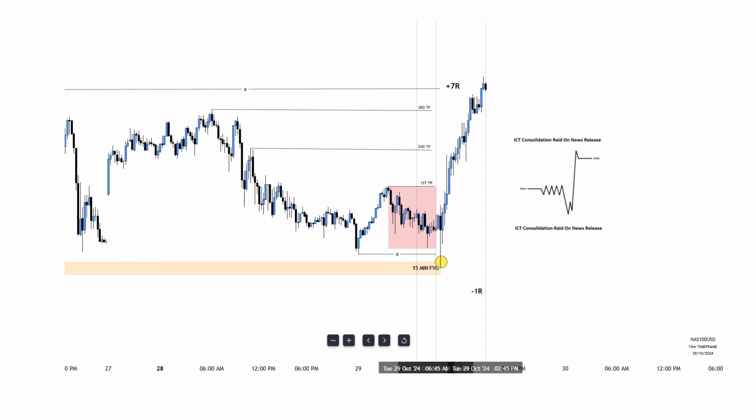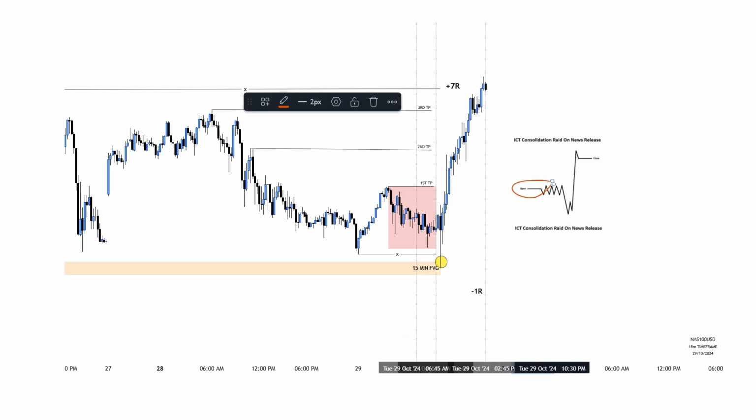The power of 3 consists of 3 main steps, if you guys watched my previous video. First is the accumulation phase. Right here we have our accumulation, and then we will have a manipulation lower based on the trend. As you can see, price had manipulation lower, so we can expect for price now to distribute higher. So this concept right here is called our ICT consolidation raid on news release.